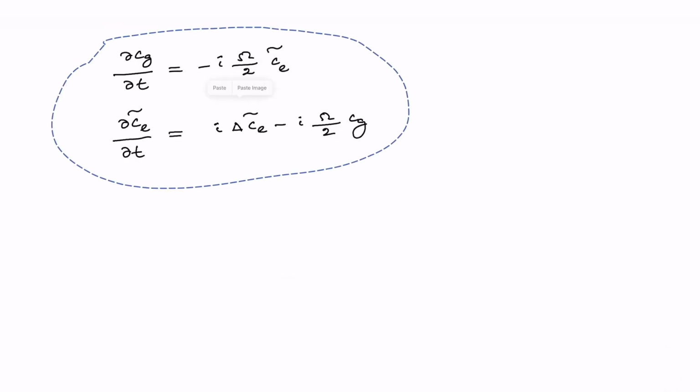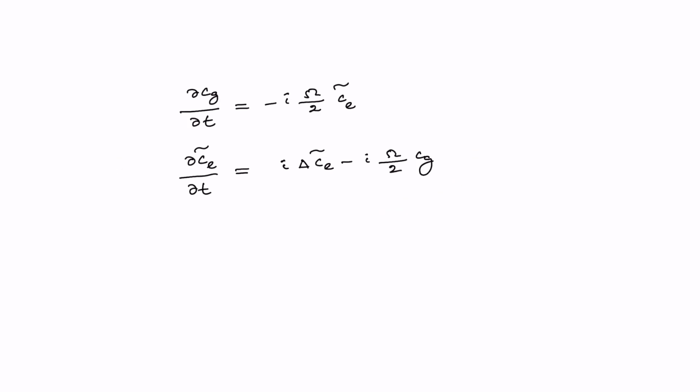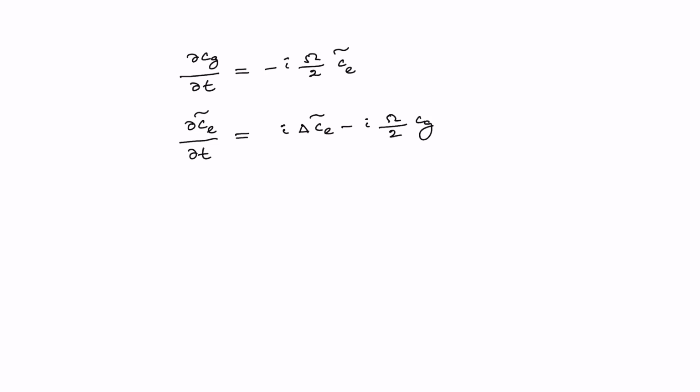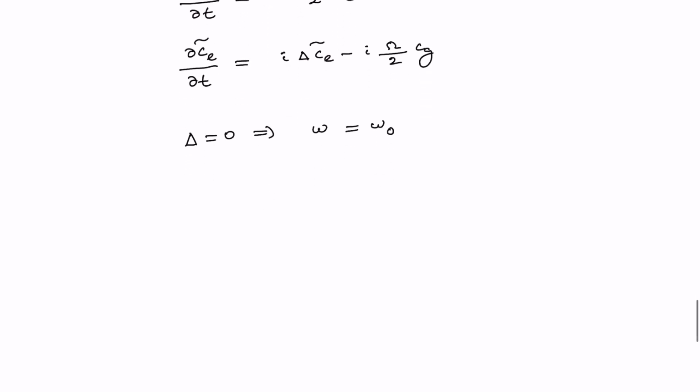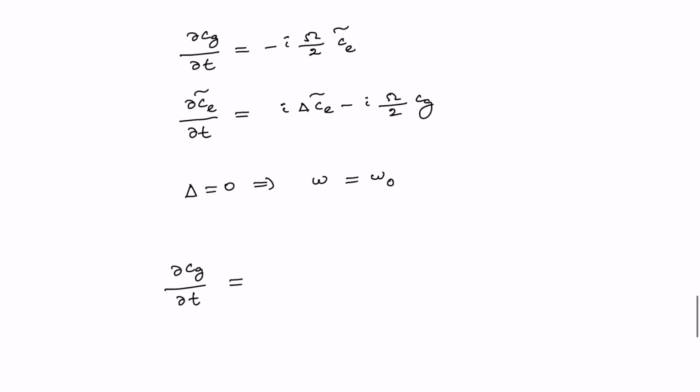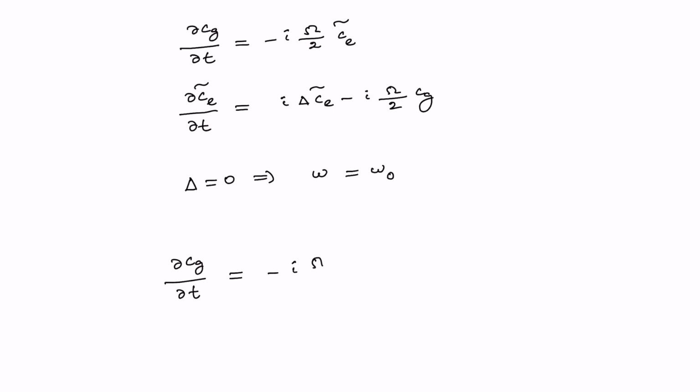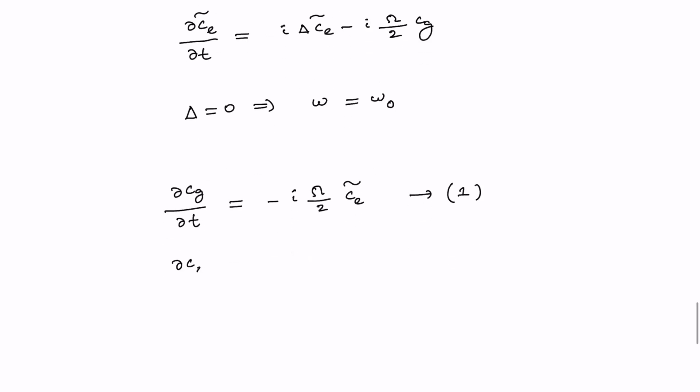Now let us solve this coupled set of differential equations that we have worked out by going over to the rotating frame of reference, and we are going to consider the case of resonant interaction, that is when delta is equal to 0. That means the laser field frequency matches exactly with the resonance frequency of the atom. Under this condition the coupled differential equations become simply dCg/dt equal to minus i capital omega by 2 Ce tilde. Let's say this is my equation number 1, and dCe tilde/dt is equal to minus i omega by 2 Cg.